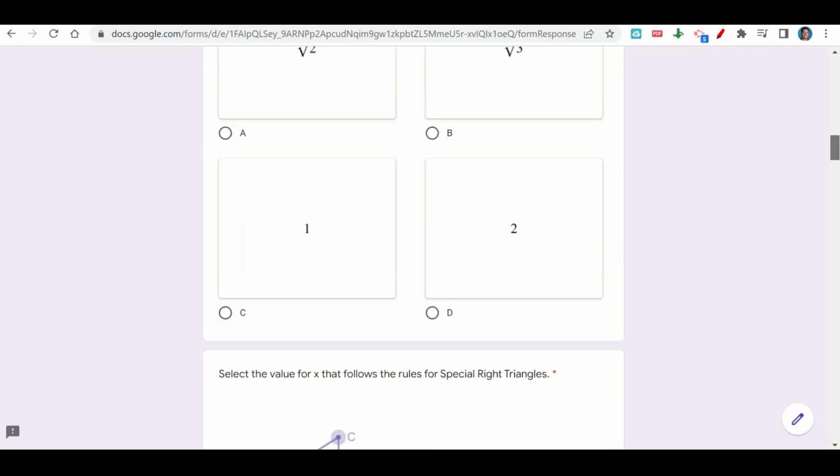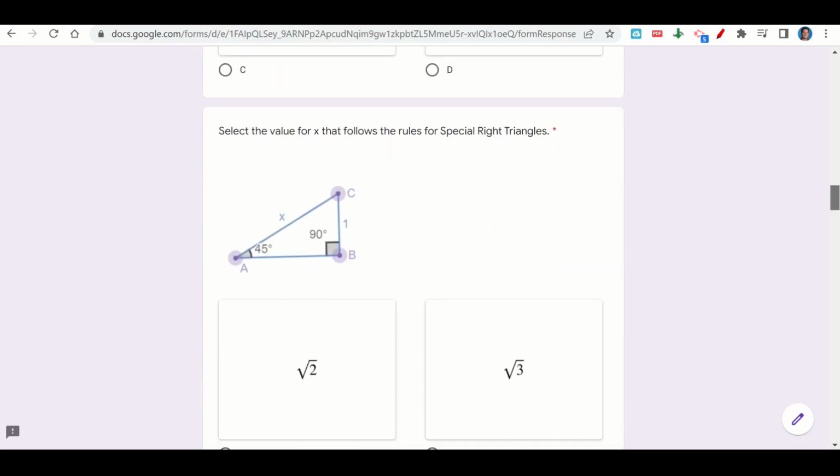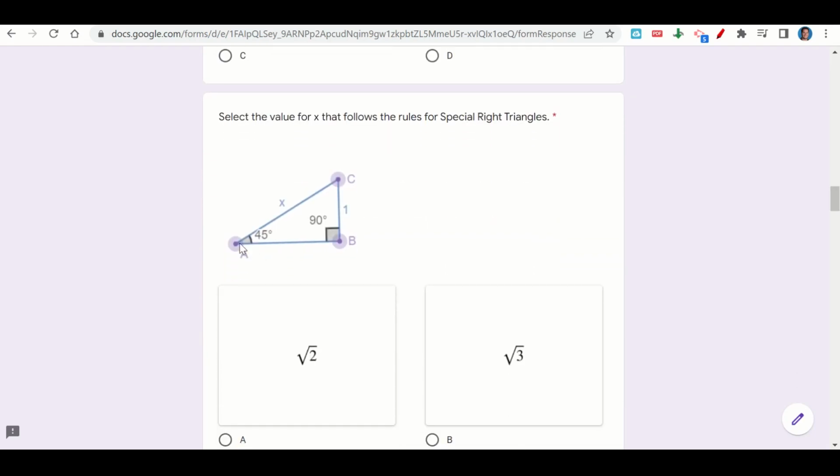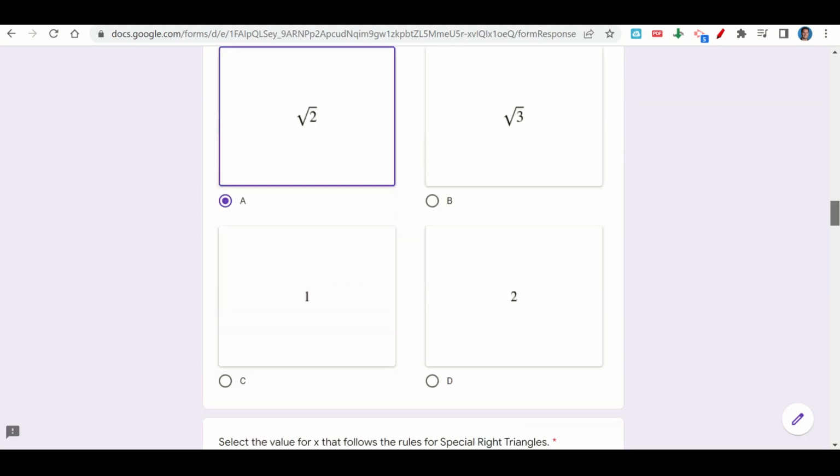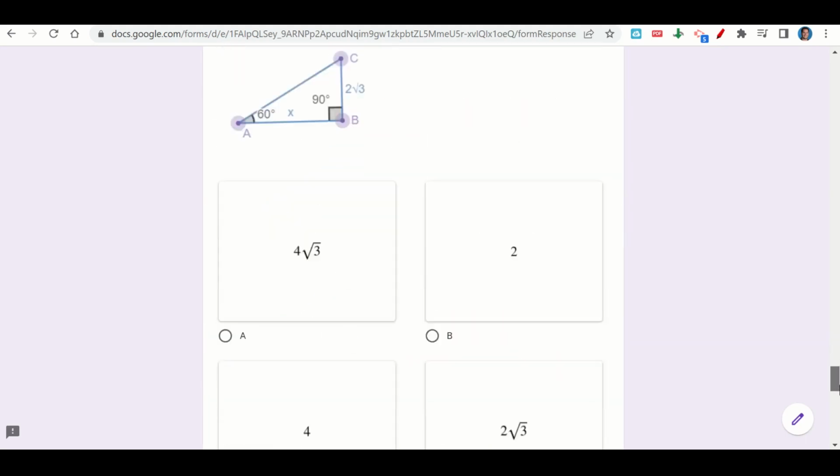And we'll continue to answer questions like this. Let's look at another one. We have a 45-degree angle here and a 90, which means this one's also 45. And our rules for 45, 45, 90-degree triangles is that we should have 1, 1, and square root of 2. So this is 1, and this should be square root of 2. So we'll go ahead and mark that as our answer. And we'll continue to answer all of these until we get to the end.